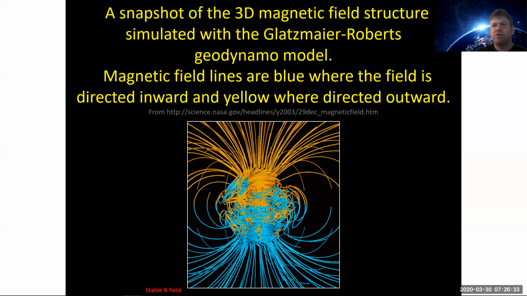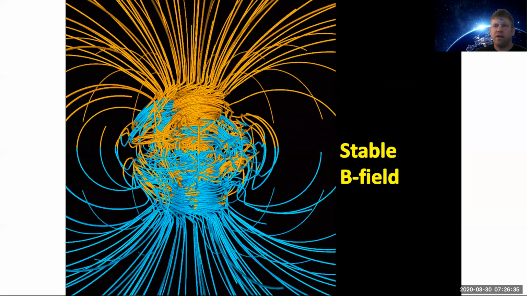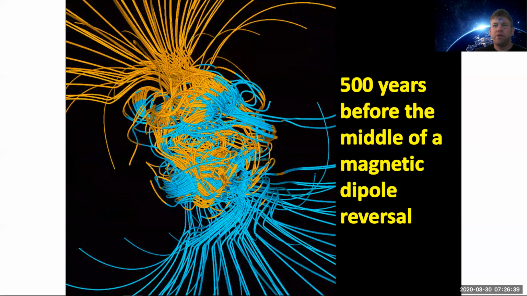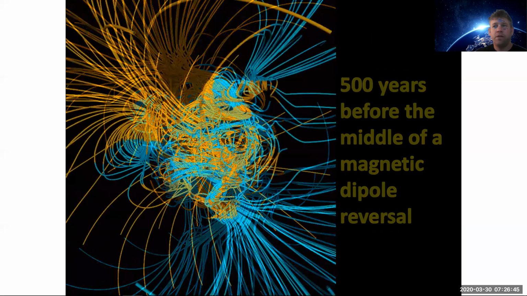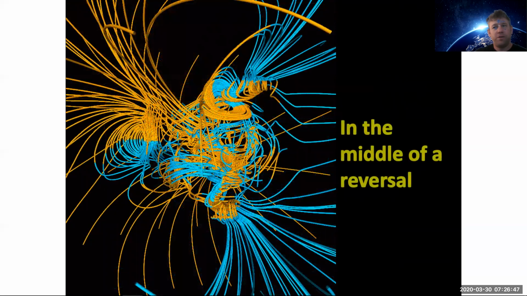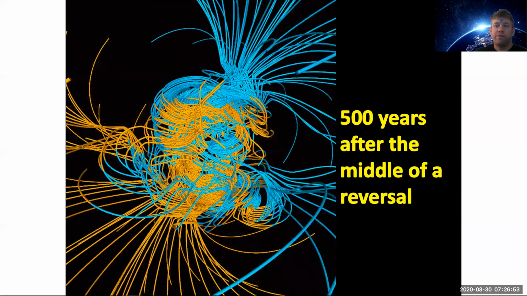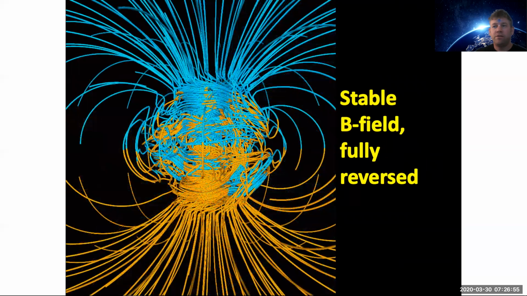Now, the interesting thing about this is that here's our stable one, here's what it looks like in 500 years during the middle of that reversal. This is what it looks like darn near in the middle of it. This is what it looks like 500 years, and that's the stable B field again.